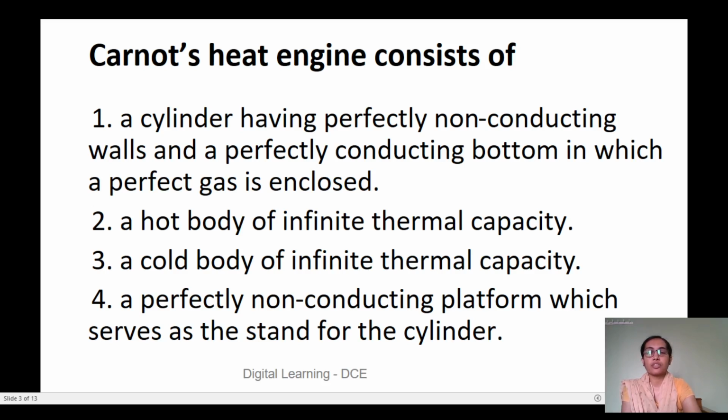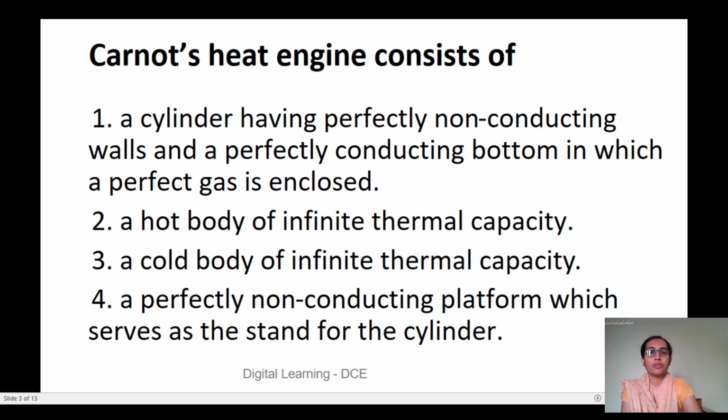Carnot's heat engine consists of a cylinder having perfectly non-conducting walls and a perfectly conducting bottom in which a perfect gas is enclosed. So here the working substance in Carnot's heat engine is a perfect gas. Next, a hot body of infinite thermal capacity, also called the source, which is maintained at a higher temperature. Any amount of extraction of heat from the source does not change its temperature, that is, it has infinite thermal capacity.